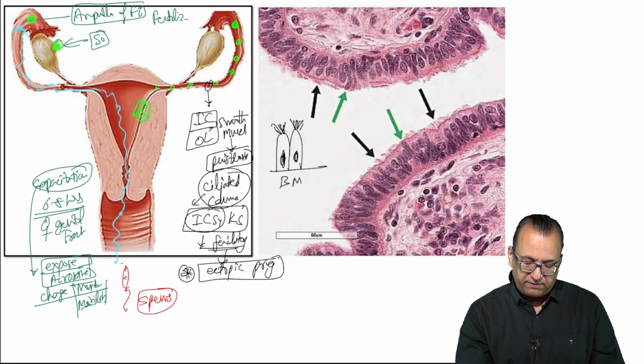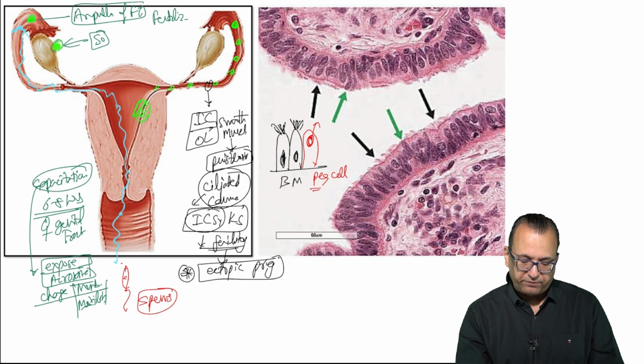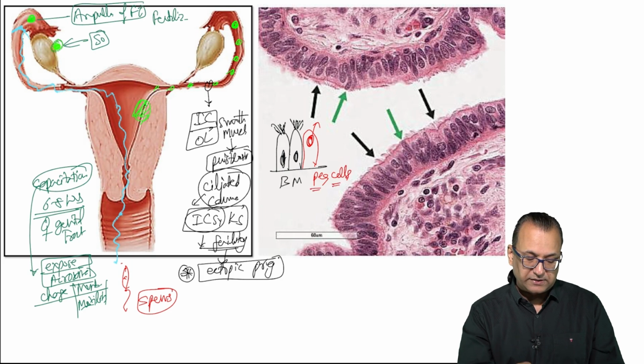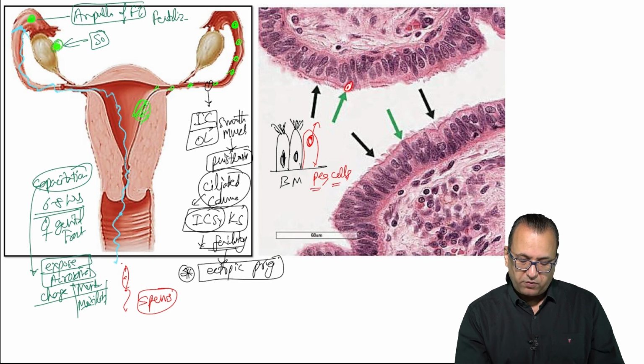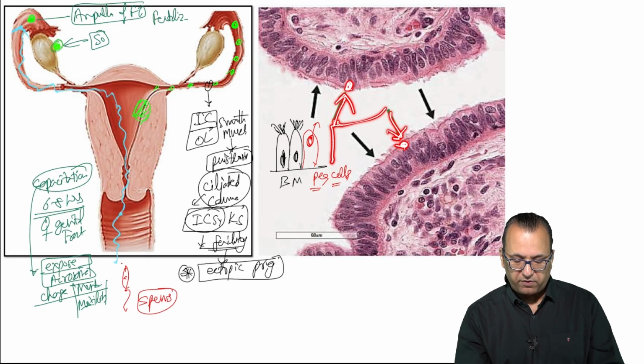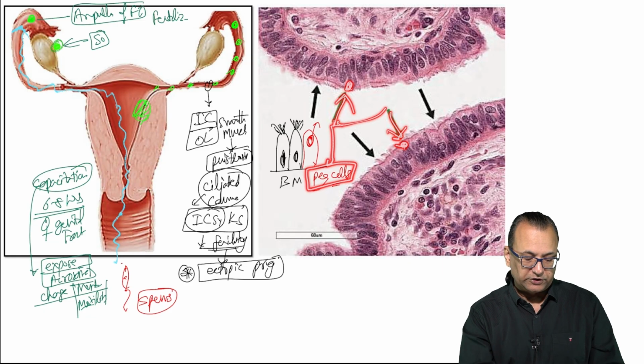Along with that, you will have some cells which are bulging nucleus towards the lumen, and they are PEG cells. PEG cells give nutrition. They are for the purpose of nutrition. You can see them also. Bulging nucleus, green arrow towards the lumen, and these cells, the green arrow, they are the PEG cells, and PEG cells are for the purpose of nutrition.